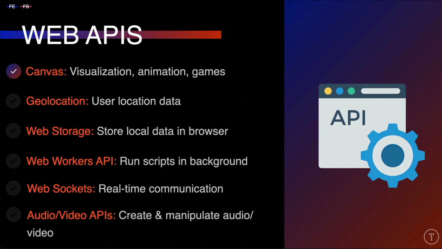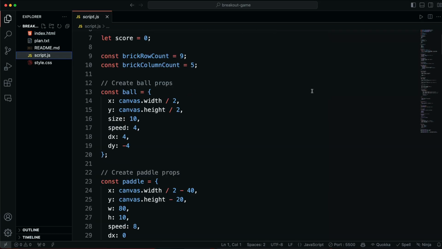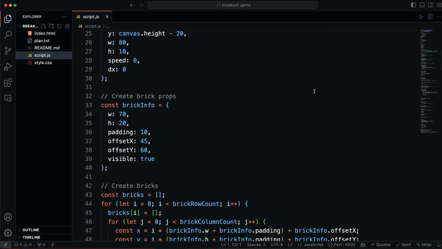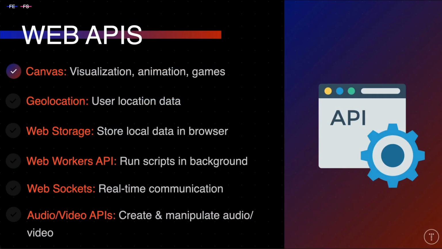So the Canvas API provides a means for drawing graphics via JavaScript and the HTML canvas element. Among other things, it can be used for animation, game graphics, data visualization, photo manipulation, real-time video processing, and much more. So Canvas API, probably something you want to check out.